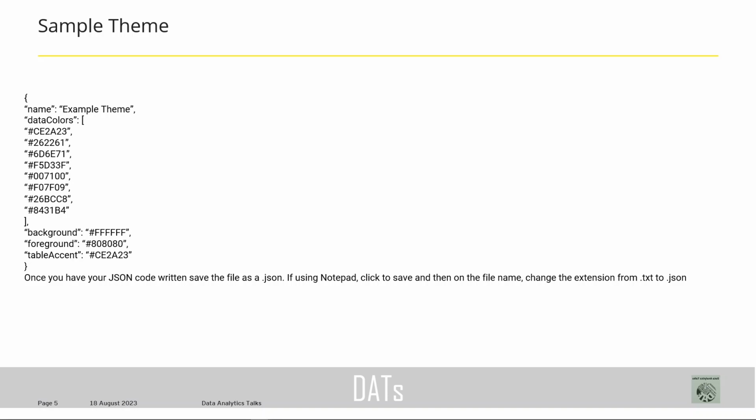And the sample theme JSON file will look like this. It will have a name, and we are giving the standard 8 colors, data colors, then background, then foreground, then table accent. So once you have the JSON code written, save the file as a .json. If you are using Notepad, click save, and then on the file name, change the extension from txt to JSON. So this is a very simple activity.